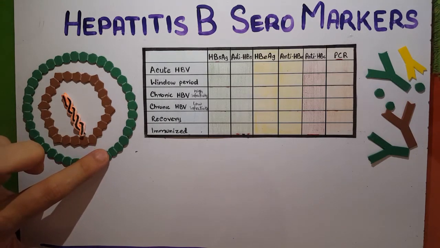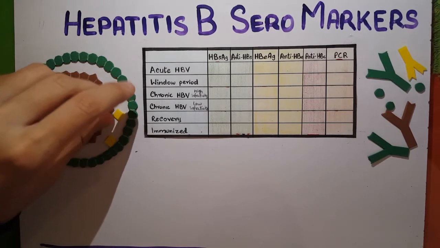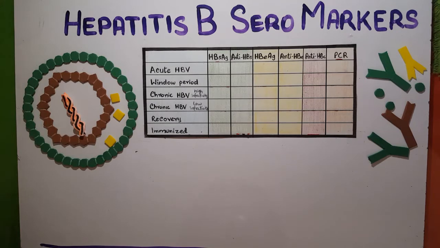And between the surface capsule and the core, there are other antigens present which are called Hepatitis B E antigens, which are released only when the cell replicates, and therefore they are a marker of high infectivity.